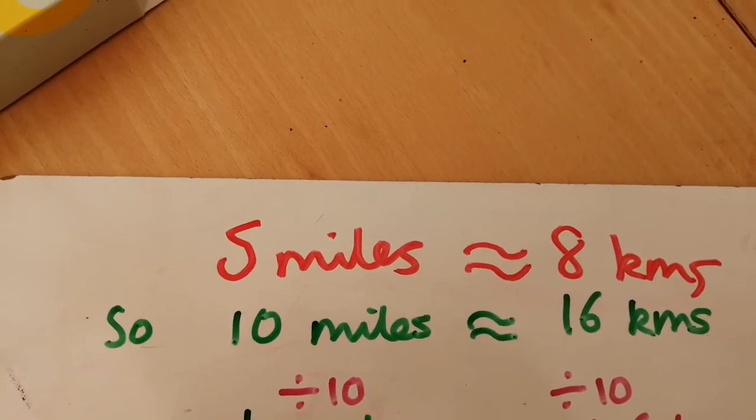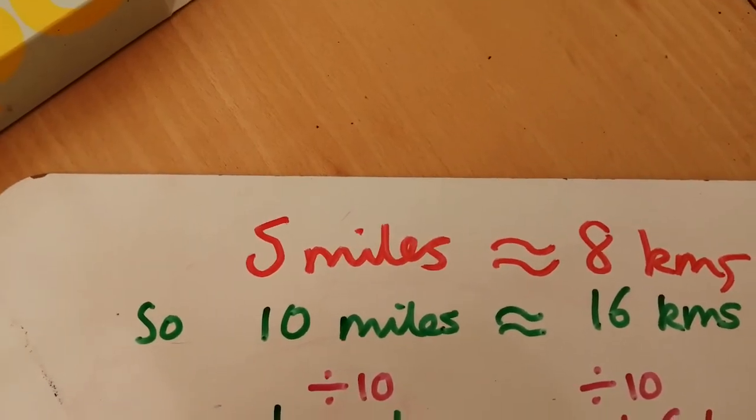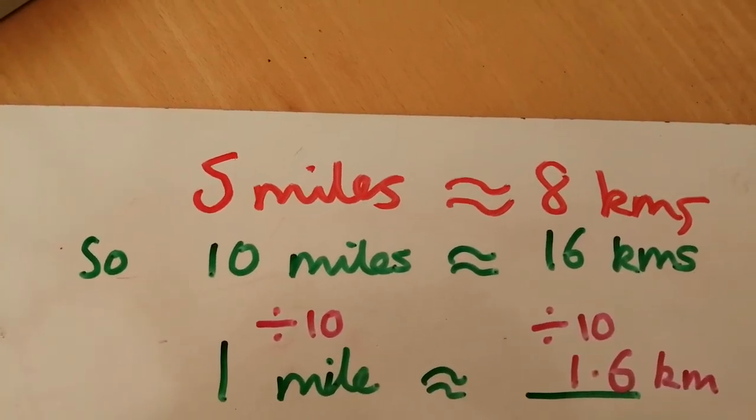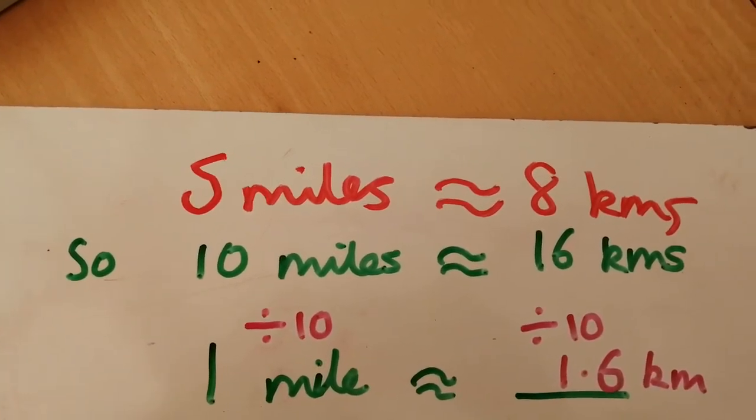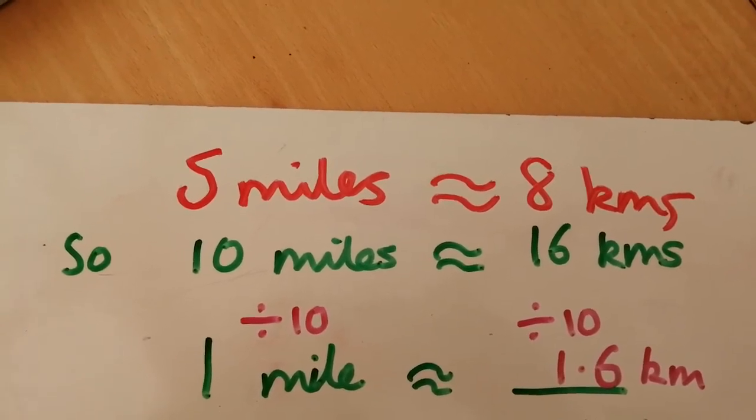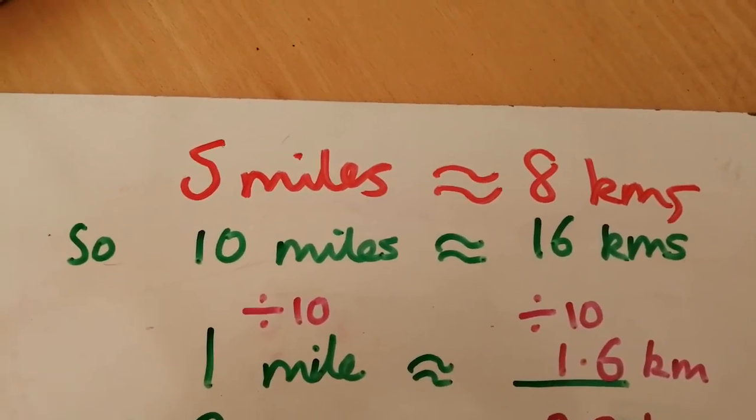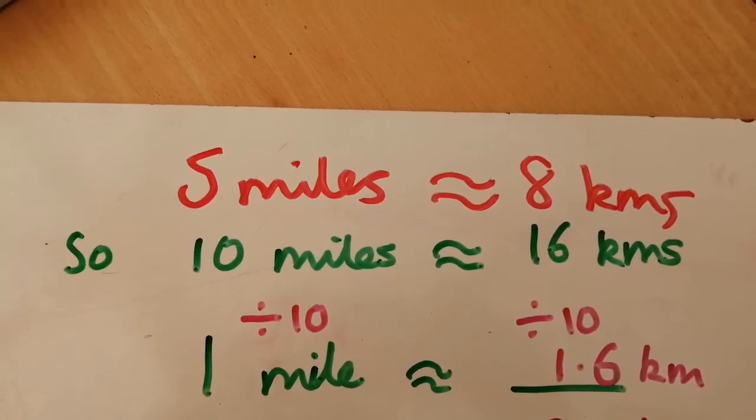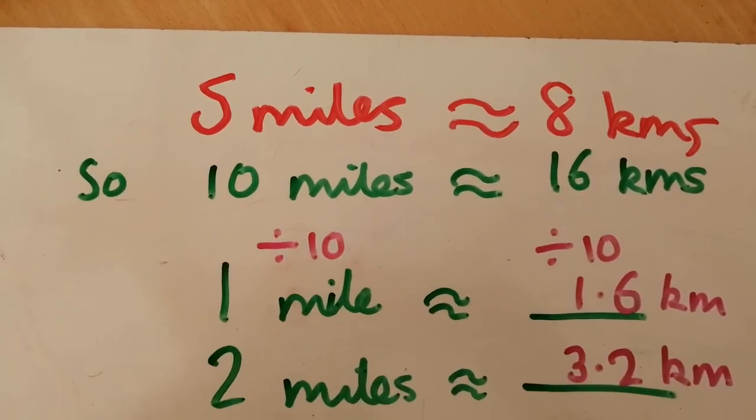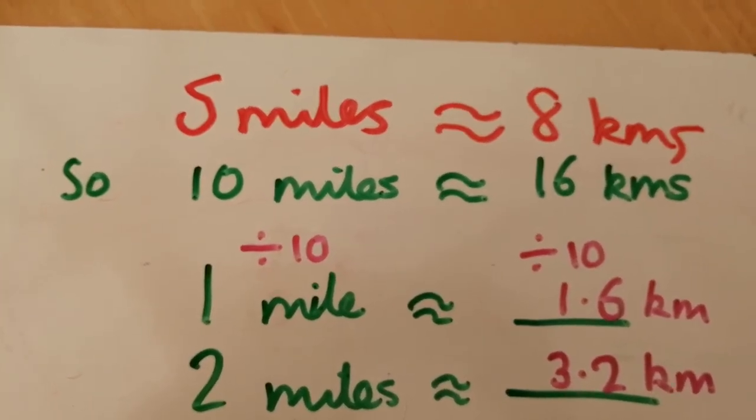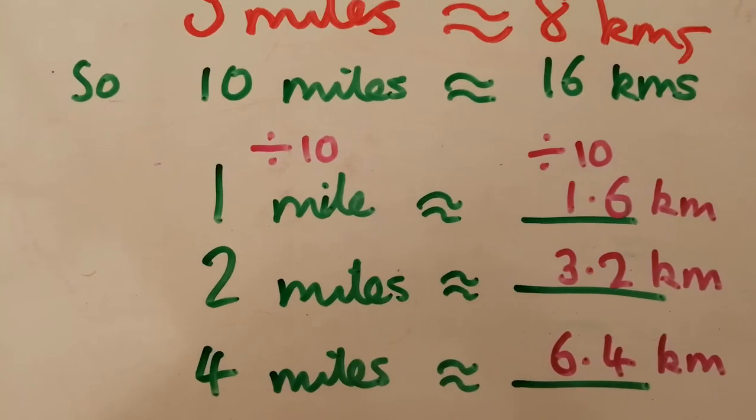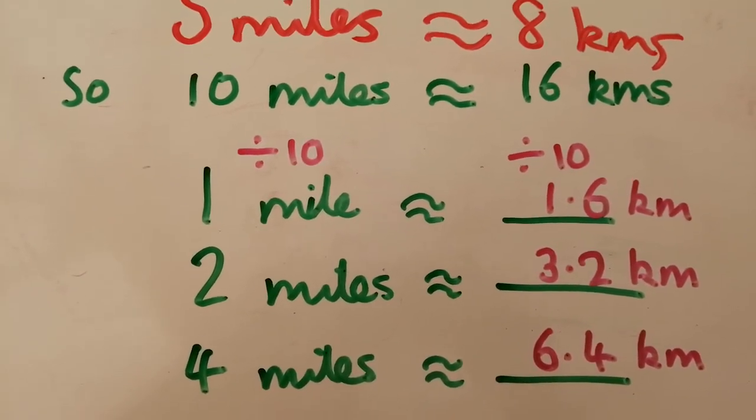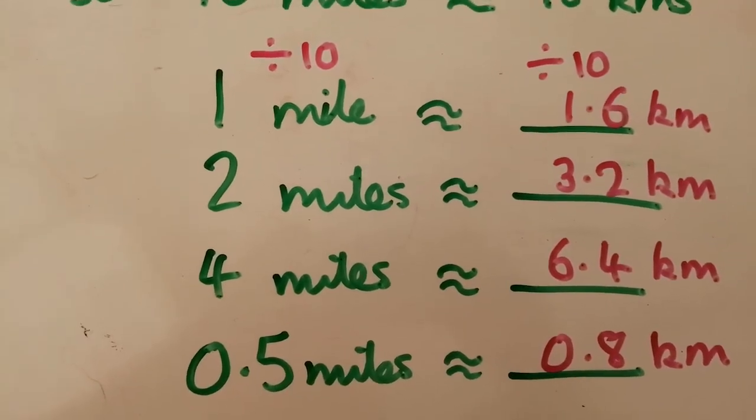Okay, so to get from 10 miles to 1 mile, we divide by 10. So we need to do the same with the kilometres. So that gives us 1.6 kilometres. And then for all the other ones, I worked them out from that 1 mile, rather like when we did percentages and we found out what 10% was and then worked out lots of other ones from that. So if 1 mile is 1.6, 2 miles will be double, 3.2. 4 miles will be double again, 6.4. And half a mile will be half of the 1 mile, 0.8 kilometres.